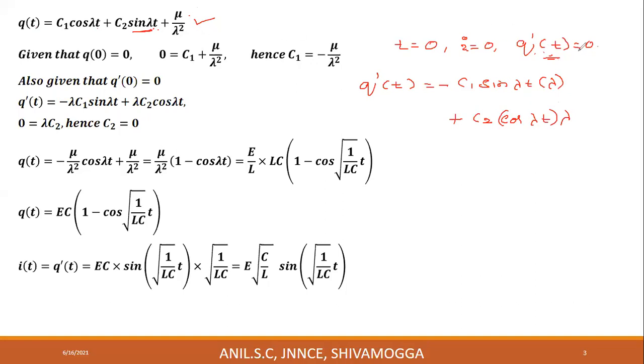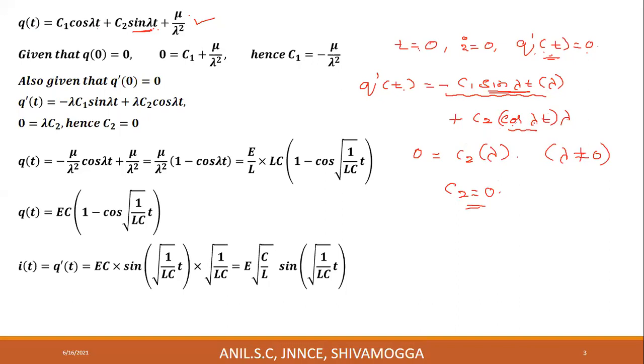Apply the condition. Q dash of t is equal to 0. When time t is equal to 0, sin lambda t will be sin 0, and sin 0 is 0, and we know that 0 into anything is 0, plus C2 into cos lambda 0. T is equal to 0, therefore this is cos 0. Cos 0 is 1, and 1 into lambda is lambda. But lambda cannot be equated to 0, therefore C2 must be 0. C1 is equal to minus mu divided by lambda square, and C2 is equal to 0.